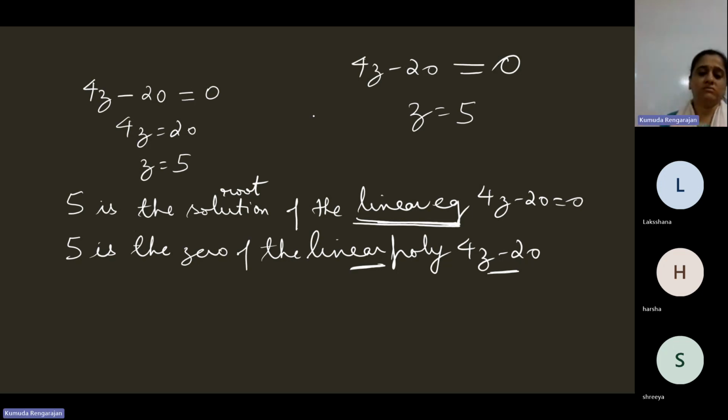Now, how do we understand this better? 4z minus 20 is equal to 0. Now we just understood that 5 is the root or 5 is the solution of this equation. It means what?